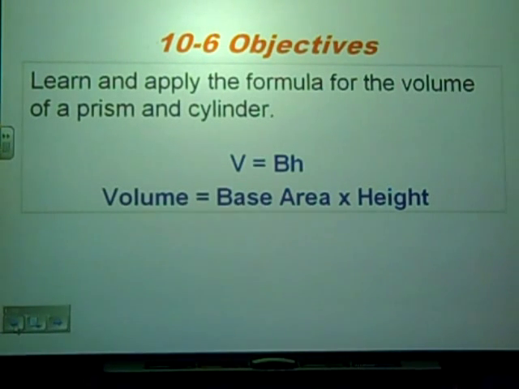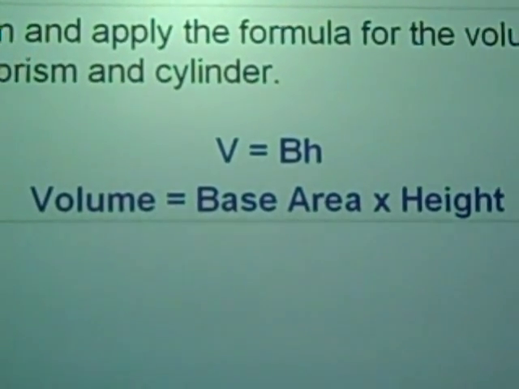Geometry. Today we're going to talk about lesson 10-6. We're going to learn and apply the formula for the volume of a prism and or a cylinder. Same formula for both of them. The volume is just the base area, and then we're stacking things up, so times the height. Please write that in your notes right now. Pause the video.